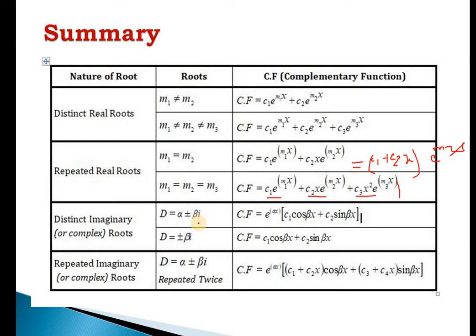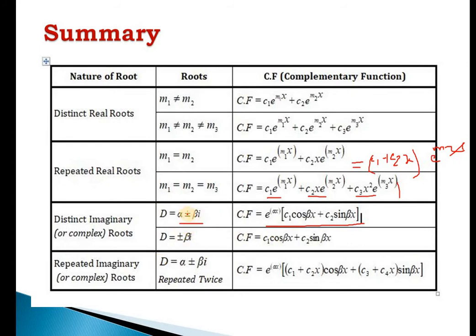Now case 3 is when the roots are complex and distinct. We know complex roots always occur in conjugate pairs. So alpha plus i beta is a root, and alpha minus i beta is a root. So there are 2 roots, and there are 2 corresponding arbitrary constants in the complementary function. So the nature is e raised to alpha times x, into C1 cos beta x plus C2 sin beta x.